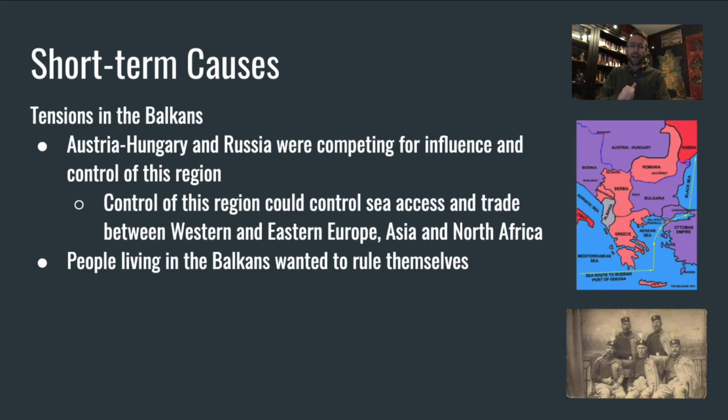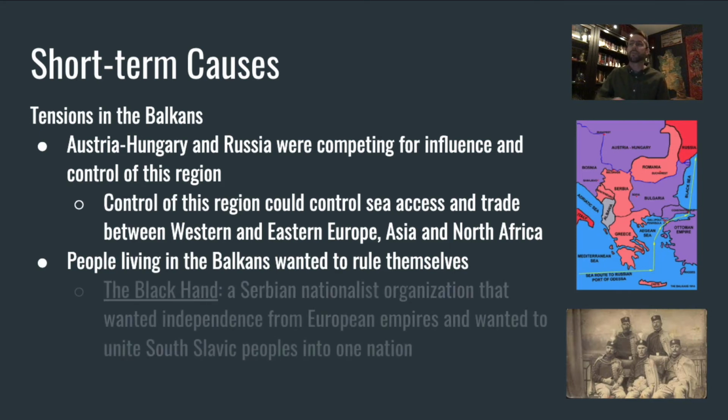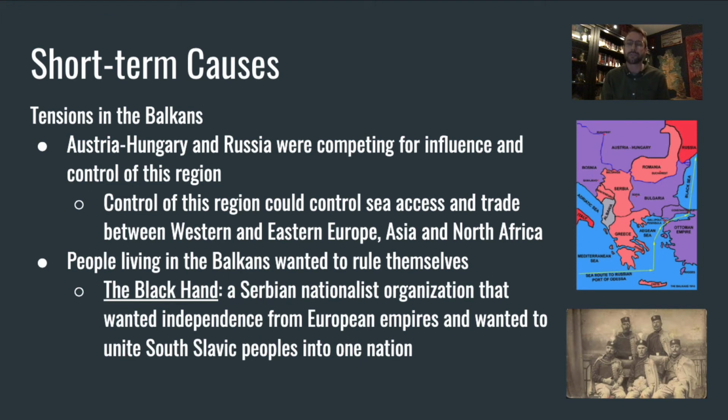Now, a certain nationalist group that's going to play into the thing that we look at next was called the Black Hand. So one of these areas, you can see there right in the center in kind of the pinkish salmon color, is Serbia. Serbia was worried that they were going to be taken over by Austria-Hungary or one of these other empires, and they wanted to be their own nation with access to the sea. The Black Hand was a Serbian nationalist organization that wanted independence from all these empires competing over their land.